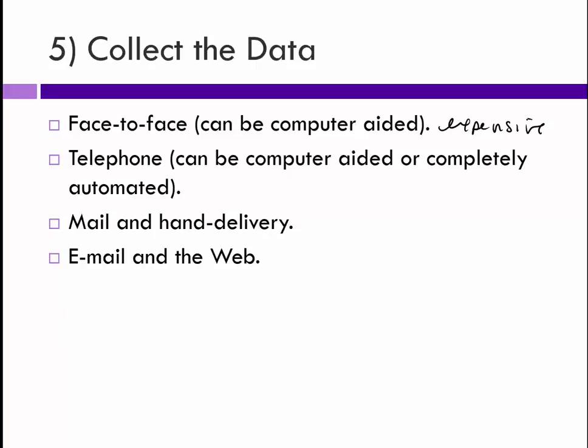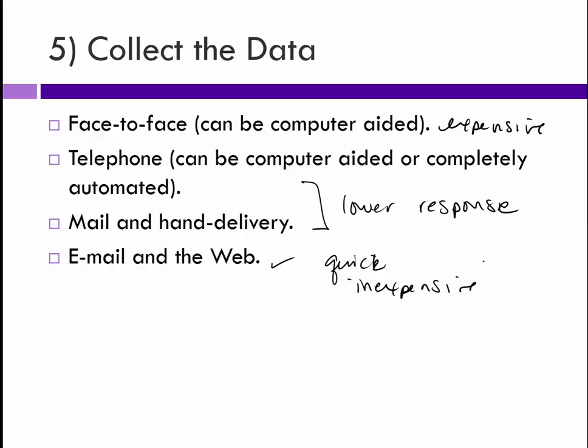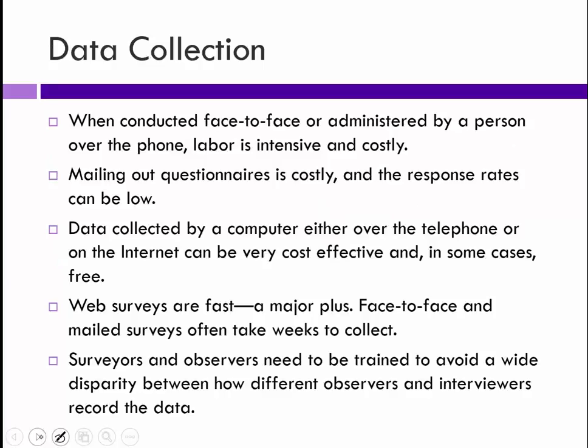Phone, it can even be completely automated, but again, you're going to have a lower response rate. Same with mail. So these are going to have a lower response rate because people filter out their calls or don't answer the mail. And then email and web. This is increasingly used for a lot of things because it's quick and it's inexpensive. And you can do more than just surveys.